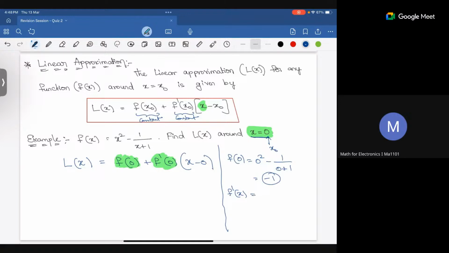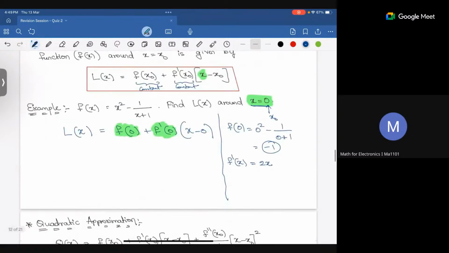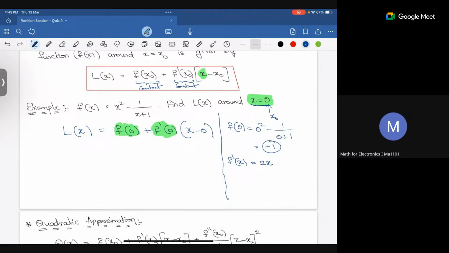So when I compute f prime of x, I will get 2x, the derivative of x square, and minus the derivative of 1 by x plus 1. So again, you should know how to compute the derivative of 1 by x plus 1. It is minus 1 by x plus 1 whole square. I hope I'm taking into consideration that you know how to compute these derivatives. This will be the derivative. And here f prime of 0 will simply be, substitute 0, and you will see that it is 1.